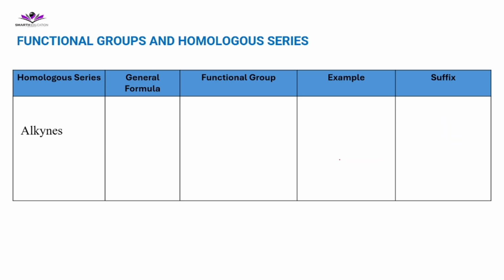And then we have the alkynes. The general formula for alkynes is CnH2n-2. Please take note of that. The functional group, how to identify them, is the triple bond. Remember we said that a functional group can be a bond, an atom, or a group of atoms. So for alkenes and alkanes, the functional group is the bonds there. For alkynes, we have a triple bond, like ethyne.